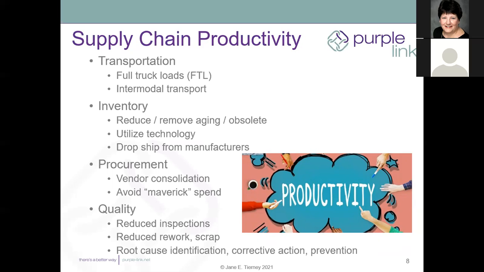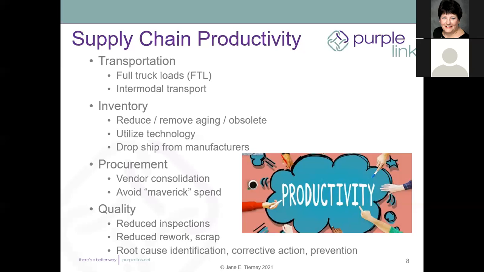So your output might be truckloads. So the number of full truckloads that you have per shipments made, or you can do it the other way too. How many less than full truckloads do you have? Then that's the number that you want to increase.